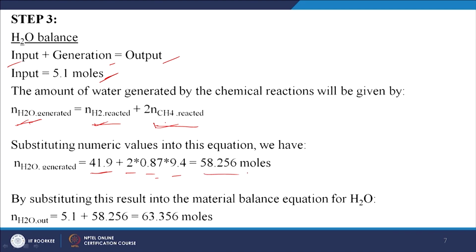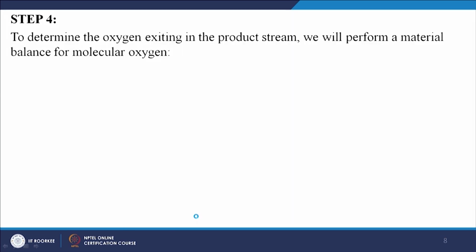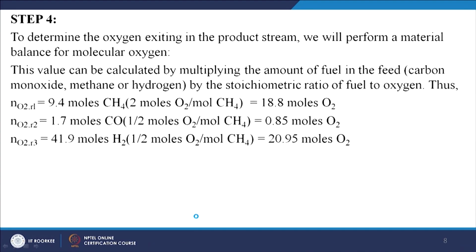So, what will be the output, input plus generation? Input, we had 5.1 moles out of 100 moles, and now we are getting 58.256. So, we are getting 63.356 moles of H2O. Next we will see our oxygen balance, because we have to determine the composition of the outlet gas, which will be containing nitrogen also.